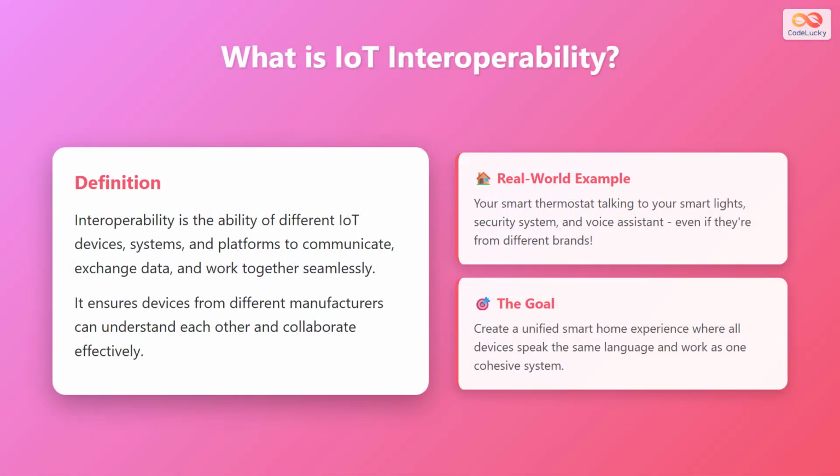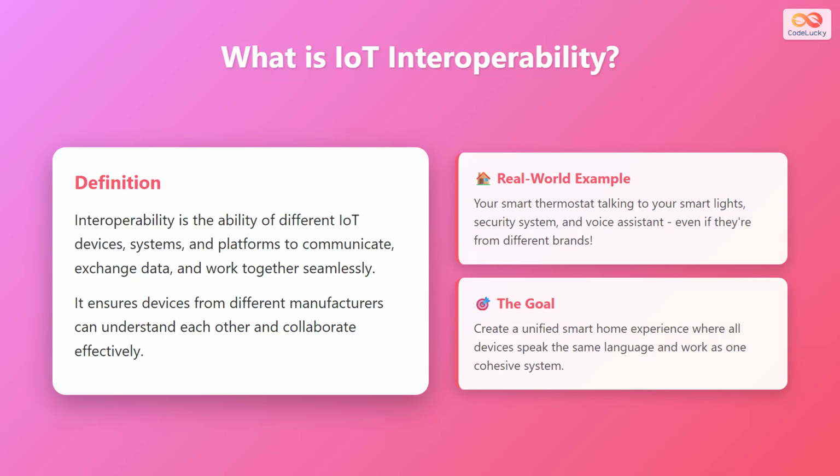Let's start with the basics. Interoperability in the Internet of Things refers to the ability of different devices, systems, and platforms to communicate with each other and exchange data seamlessly. Think of it as a universal language that allows your smart thermostat, your smart lights, your security cameras, and your voice assistant to all understand each other, even if they come from completely different manufacturers.